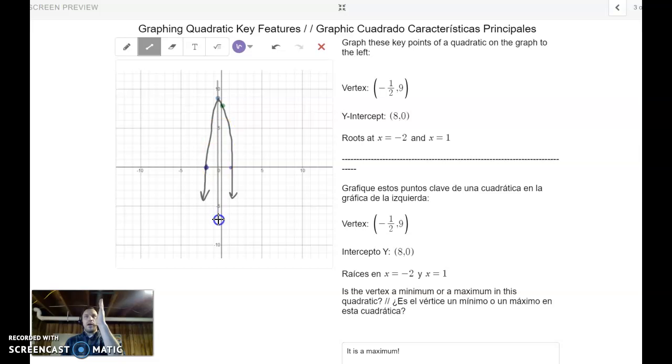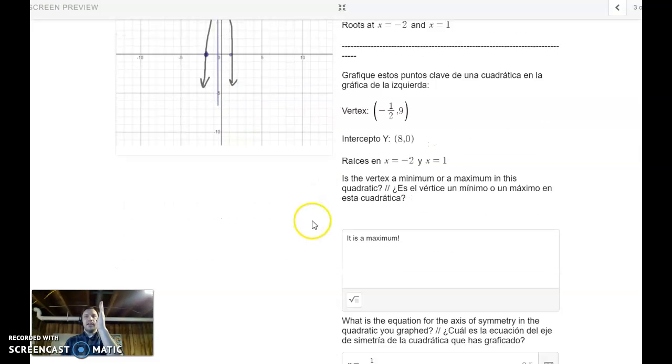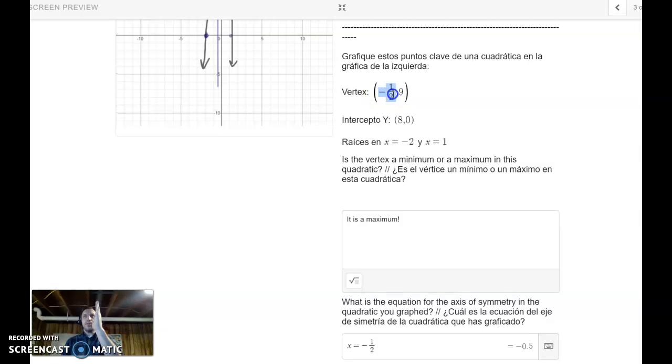So how could I graph this line? Well, it is equal to the x value, and so our axis of symmetry is down here at x equals -1/2.